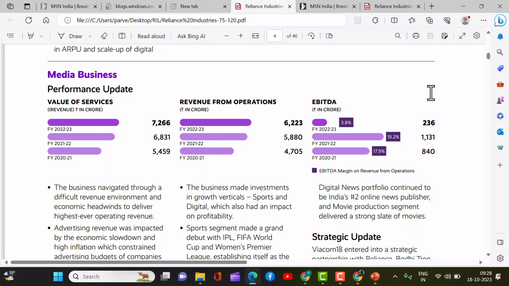Because of the lockdowns and the COVID impact, so many companies have curtailed their advertisement budgets, which has resulted in a drop in the EBITDA margin of TV and media.